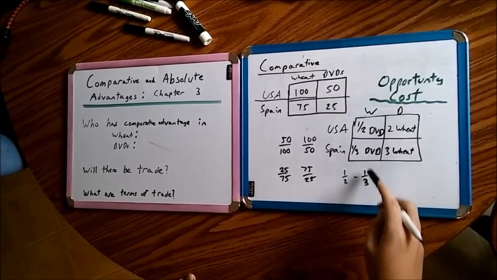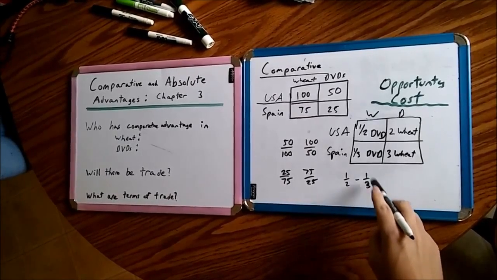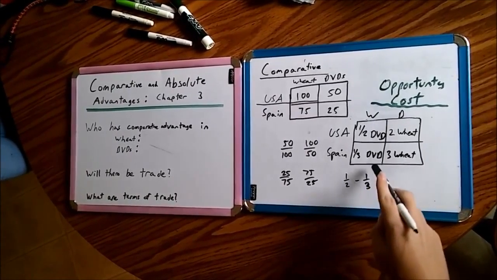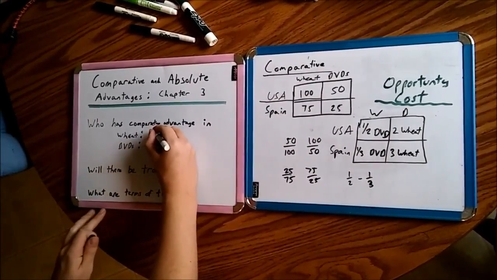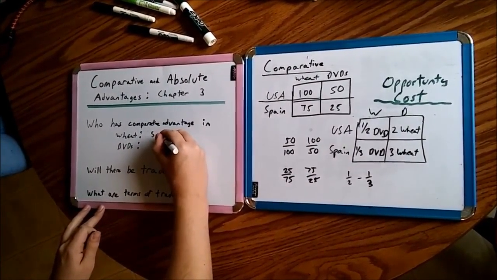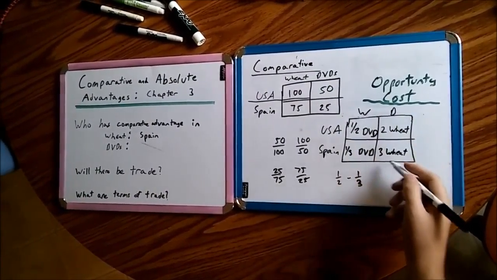Seeing that 1/3 is less than 1/2, you're giving up less. Spain is giving up less than the US in producing one more DVD. So therefore, Spain has absolute advantage in wheat. Same thing with the DVD column.